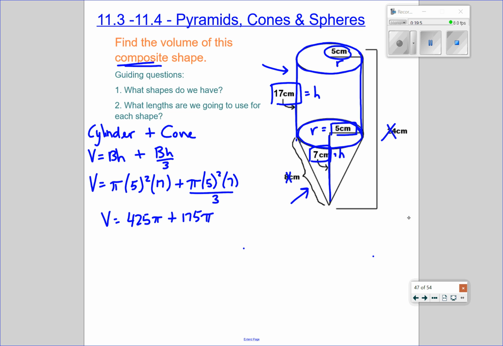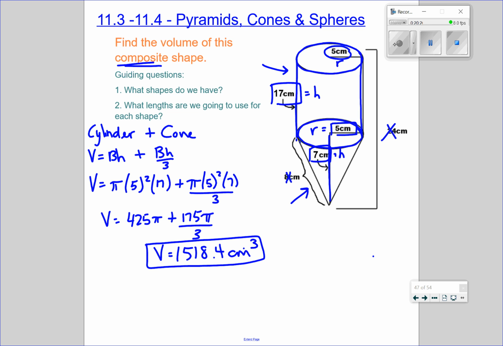So this would be 175 pi all divided by 3. When you substitute those values into your calculator, carefully substitute them in, be careful of your parentheses and all of that, you should get 1,518.4. And this would be cubic centimeters. So make sure you're comfortable with that.